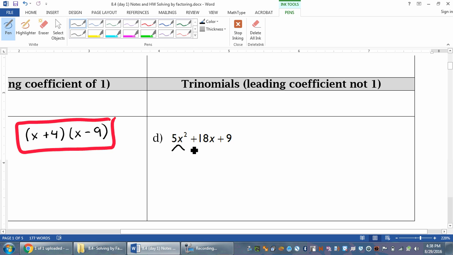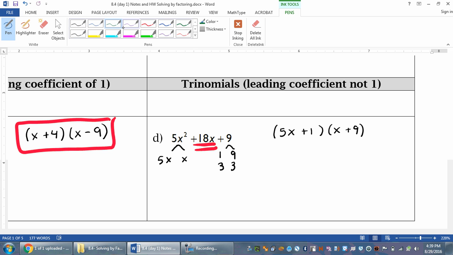The factors of 5x squared are going to be 5x and x. Now I'm going to write down all the factors of positive 9. That's 1 and 9, 3 and 3. Now, I don't know which combination it is going to be. No matter what, when I check my inners and outers, it has to add to 18. I'm going to put 5x first, then the x second. Let's go ahead and try 1 and 9. So let's put positive 1 and positive 9.